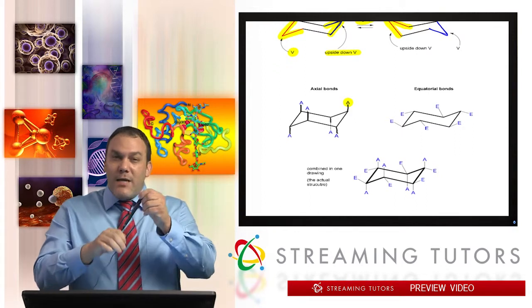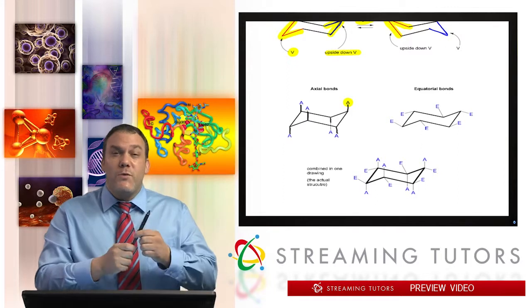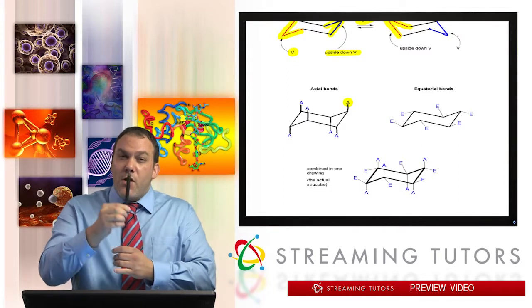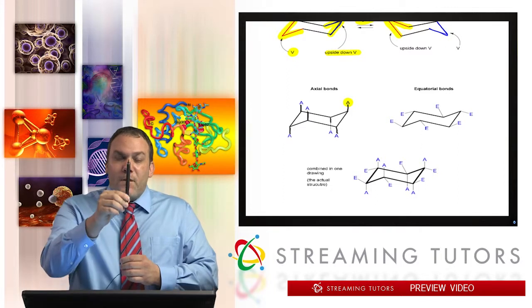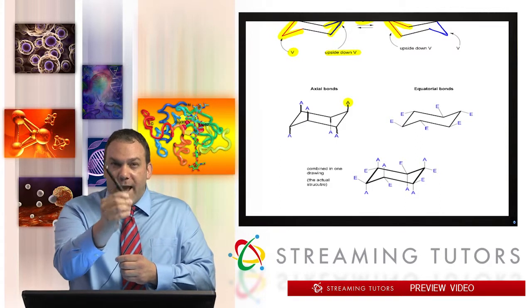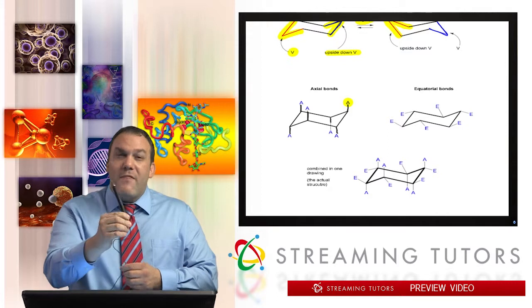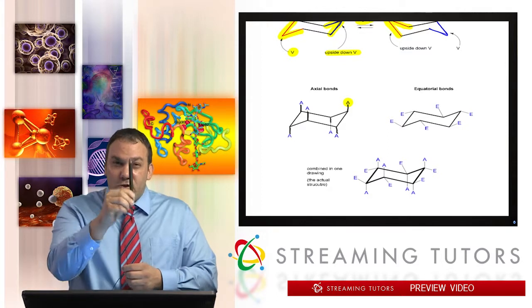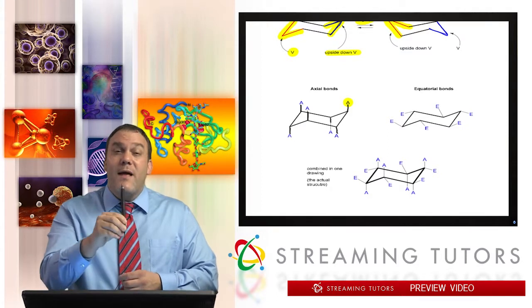The key is if you take your pen, and this is important because when you see molecules, you'll do this. You could measure with your pen. Is your pen going straight up, or is it up on an angle? If it's on an angle, that's called equatorial. If it's straight up or straight down, that's axial.